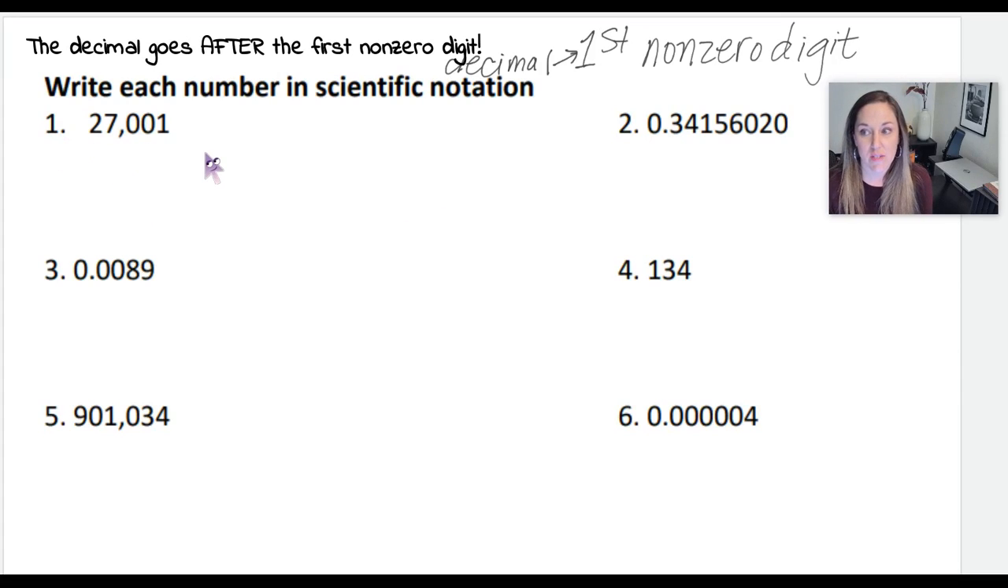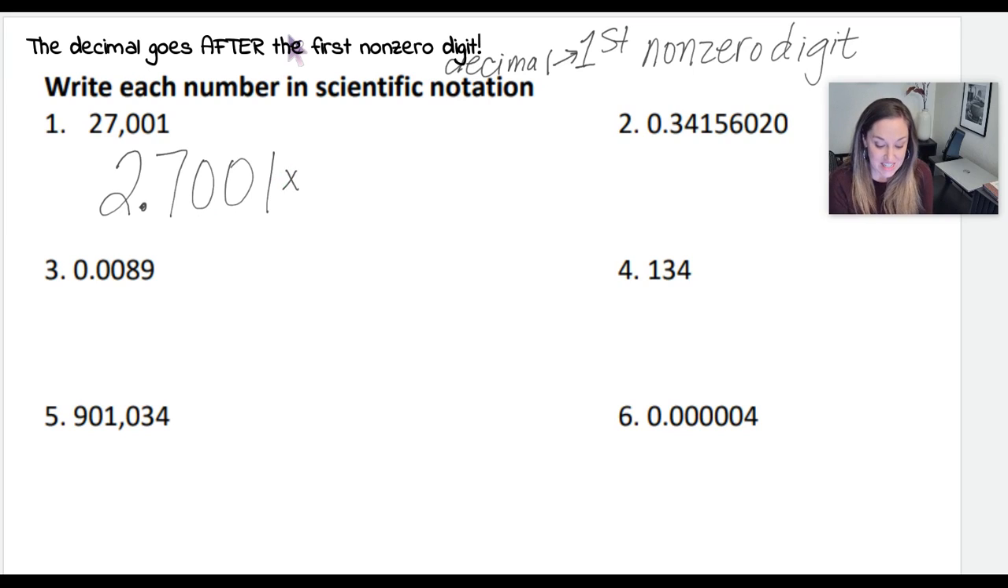We have 27,001. So from left to right, you're looking at the numbers. We have 27001. What's the very first digit that is not 0? It's the 2. So we're going to put the decimal after the 2, and then we rewrite every single other digit that's there. Okay, so I'm going to rewrite the 7001.